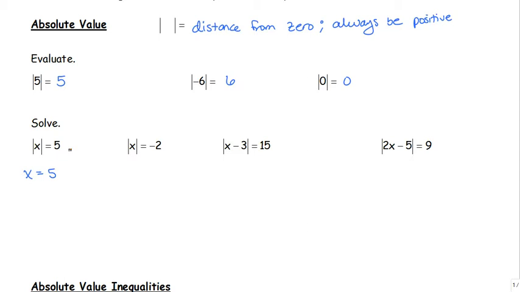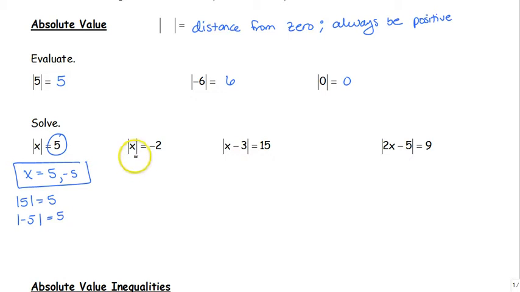Hopefully you are thinking to yourself, ding, ding, ding, it is a negative 5. If I took the absolute value of a positive 5, I get 5. If I took the absolute value of a negative 5, I also get an answer of a positive 5. So I have two possible solutions here, either a positive 5 or a negative 5.